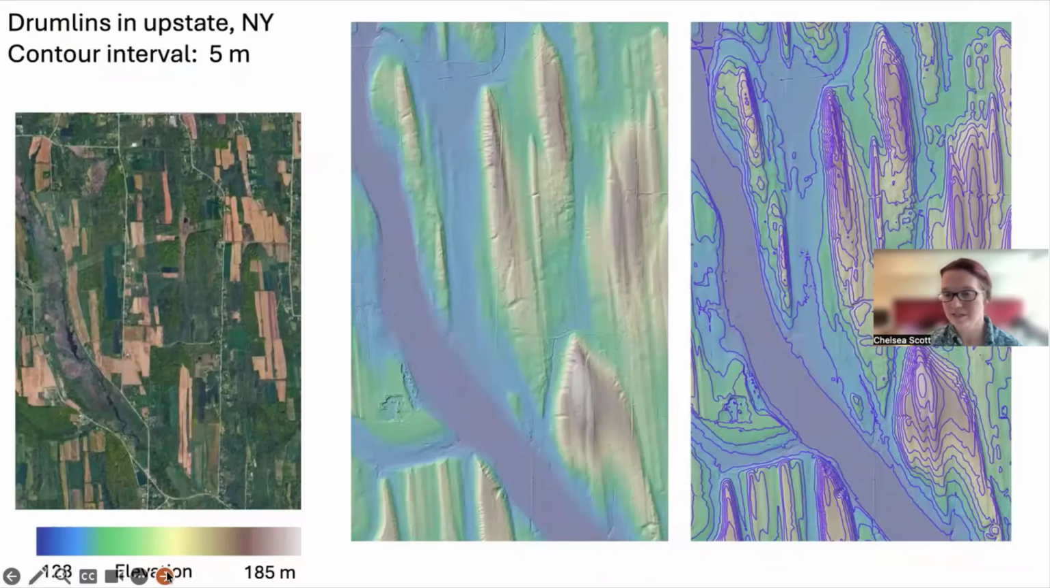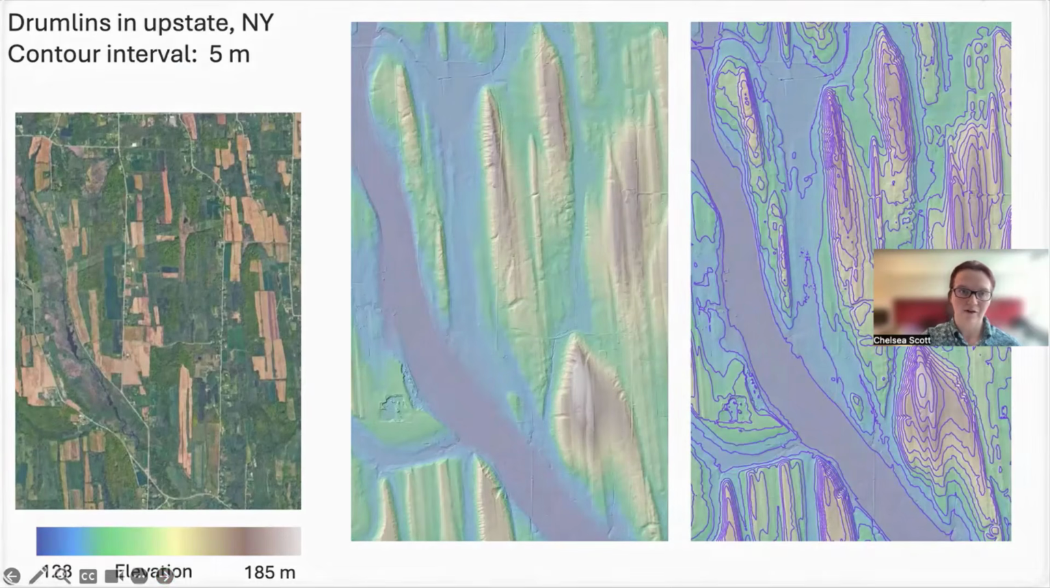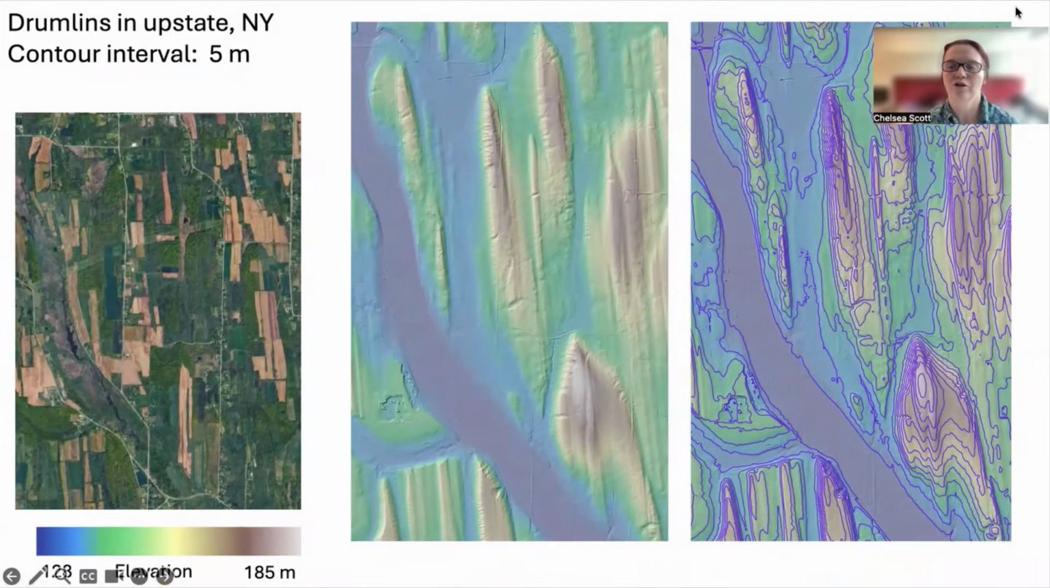All right, and our last example is also in upstate New York. Here we are looking at Drumlins, and they are plotted with a 5-meter contour interval. And so drumlins are formed when glaciers move over an area and they rework the glacier till. And so here, each of these long, skinny features, this is an example of a drumlin. Here is another drumlin.